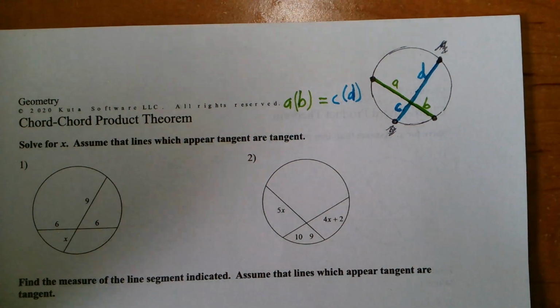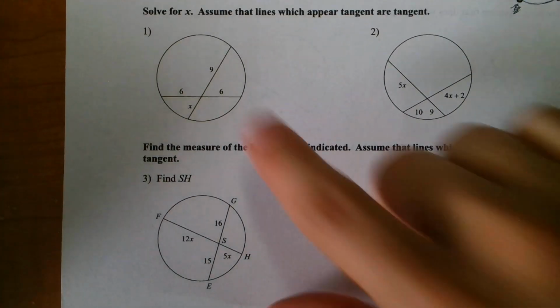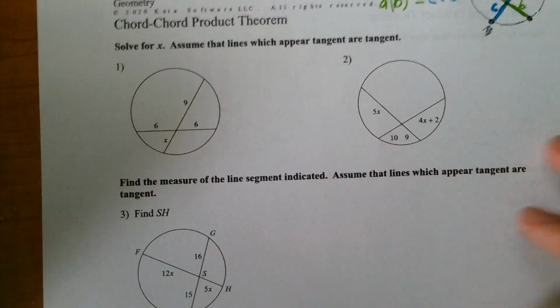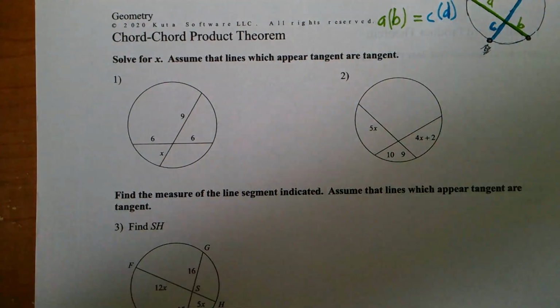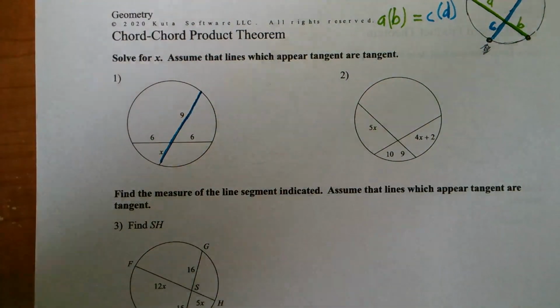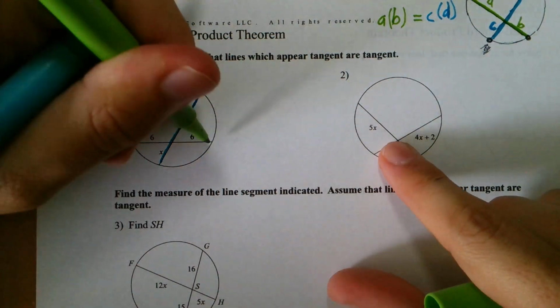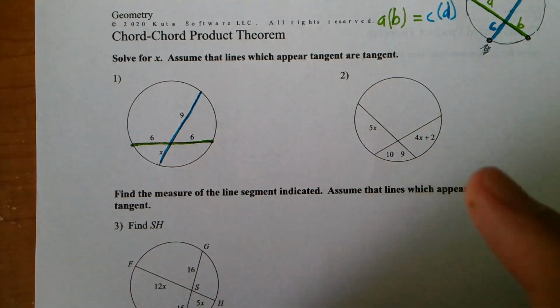Now, this is pretty fun. This is kind of like a test of, do you know your times tables? Especially for problems as simple as number one. So let's take a look at number one. We're solving for x. Just like before, I'm going to color code a blue chord and then a green chord, and then we're going to solve accordingly.